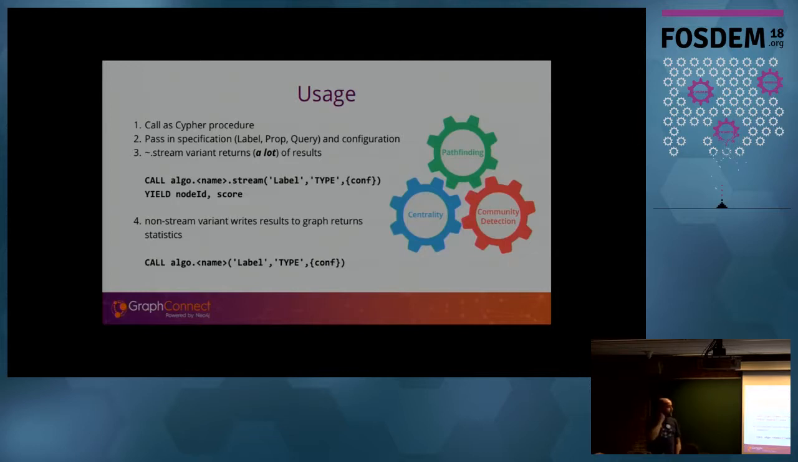Basically, you use them like every other user-defined procedure in Neo4j. You can call them with the call syntax, and each algorithm has a name, prefixed with algo, then the algorithm name. And then we have two variants. One has a stream suffix, which means it gives you the data back to your query. So imagine you run PageRank, then you get all the nodes and their score back to your query, which is OK for medium-sized graphs.